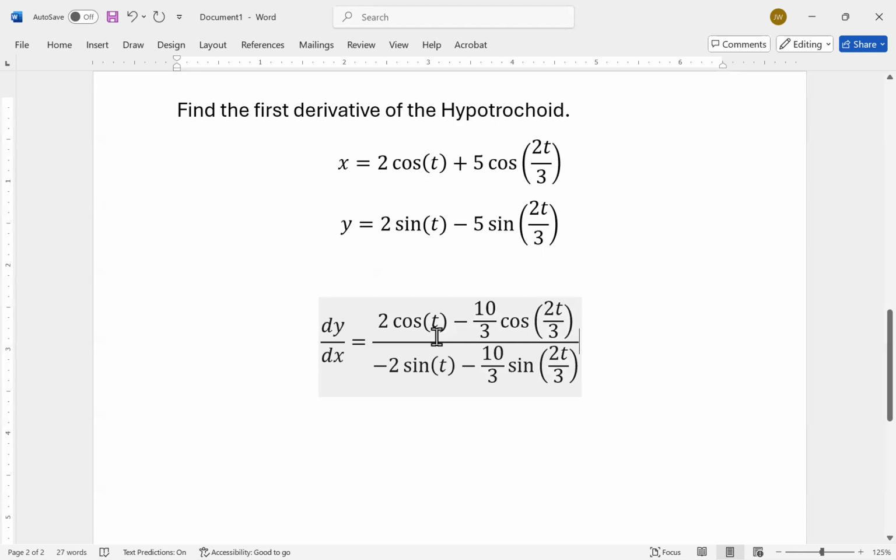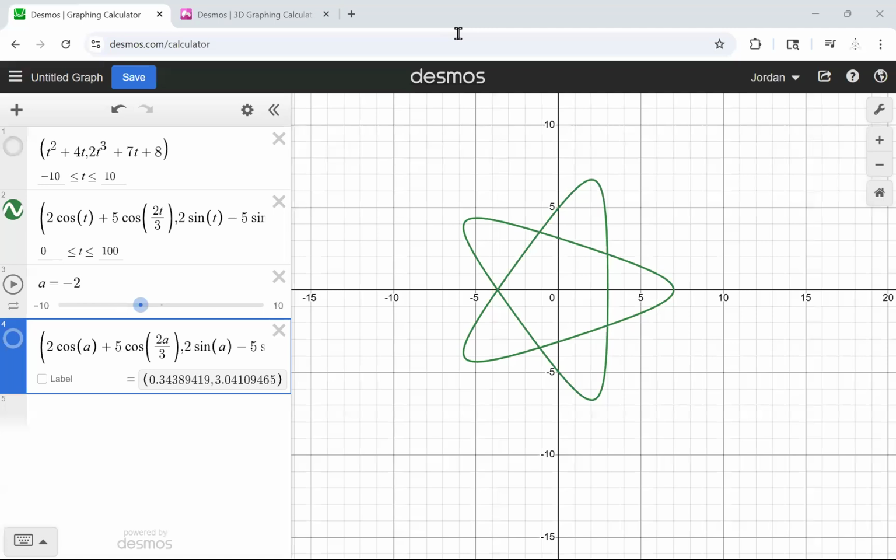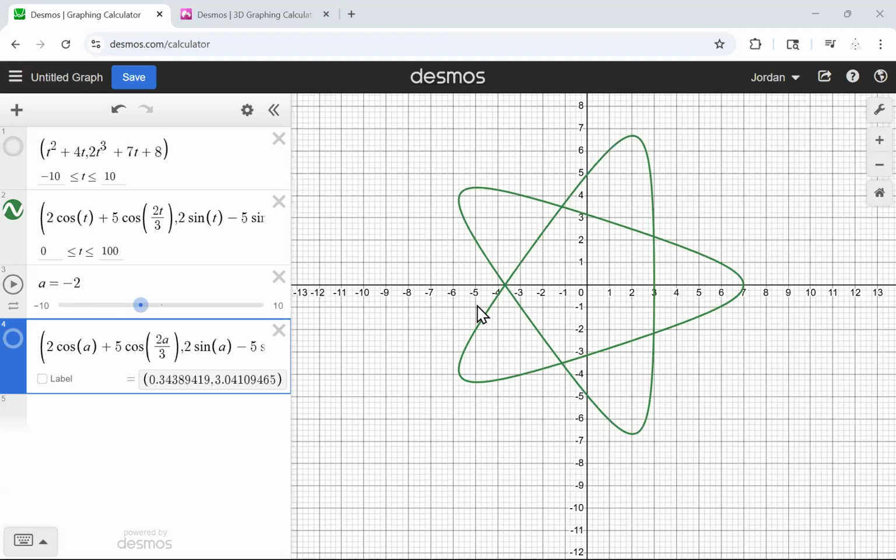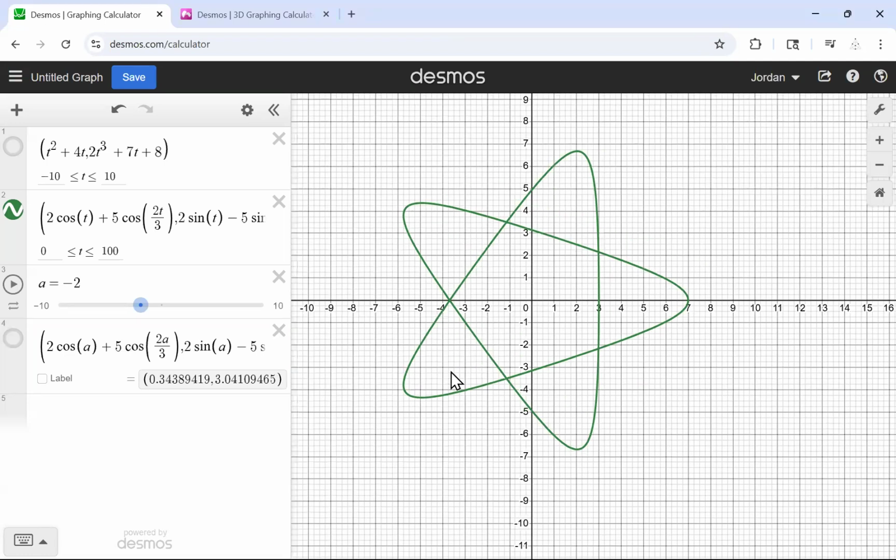So for any value of t that doesn't lead to a 0 in the denominator, I can find the slope of that tangent line for any point on the hypotrochoid. Remember, the hypotrochoid was this star-shaped graph. That's what was going on.